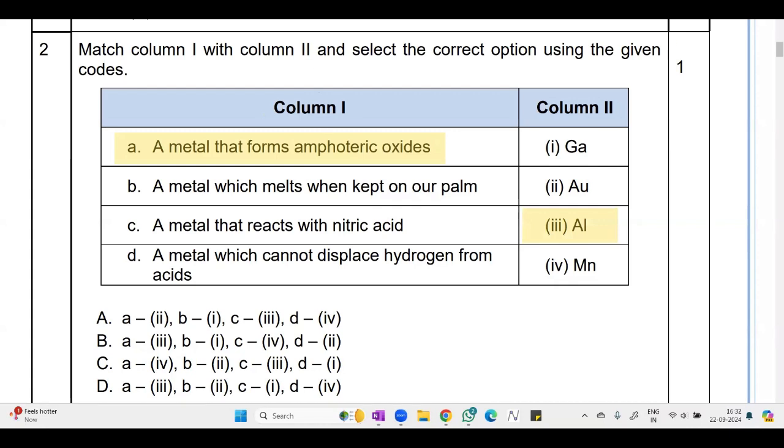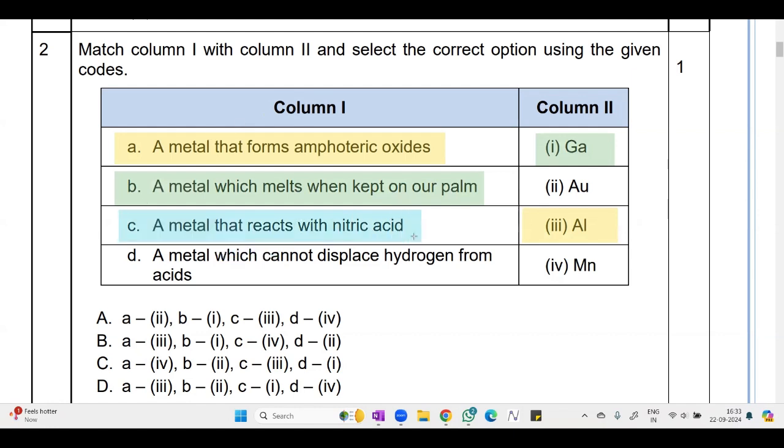The next part is a metal which melts when kept on the palm. Gallium and cesium are two such metals which have an extremely low melting point. Ordinarily, at room temperature it may be in the solid state, but once you keep it in your palm, with your body heat it starts to melt. So the option here should be gallium.